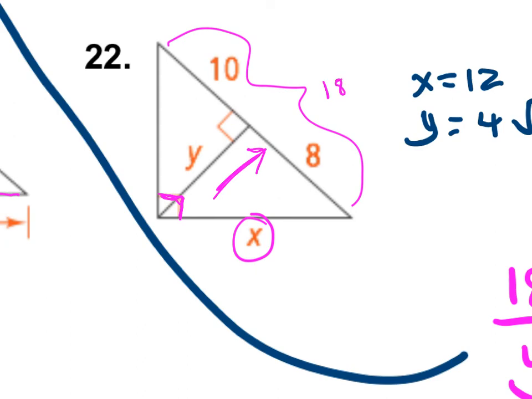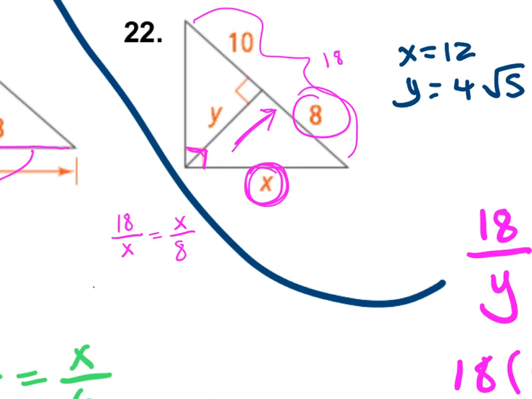So because I'm looking for a leg, we said x was a leg, I'm using hypotenuse, which is 18, over leg equals leg over segment of the hypotenuse adjacent to that leg. So which of those segments is next to x? 8. And then I cross multiply: 18 times 8 equals x squared. X would equal the square root of 18 times 8.